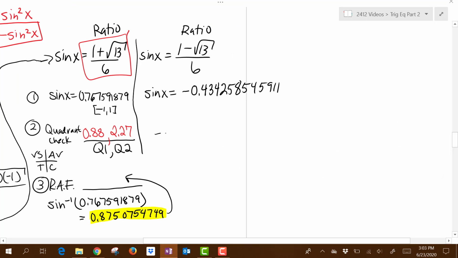We're going to do a quadrant check. So our quadrant check, since we have a negative ratio, would be all students take calculus. It's positive in quadrant 1 and 2. We want to know where that ratio is negative for sine. So that would be quadrants 3 and 4 this time.